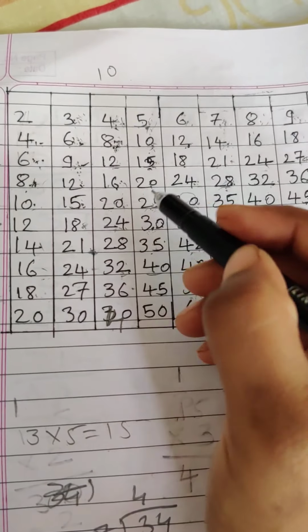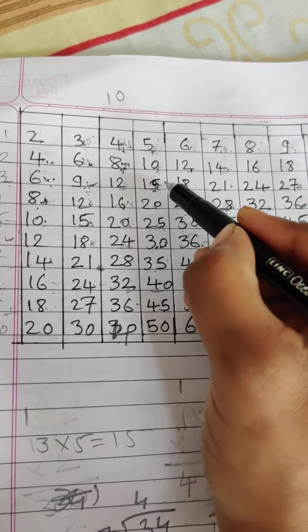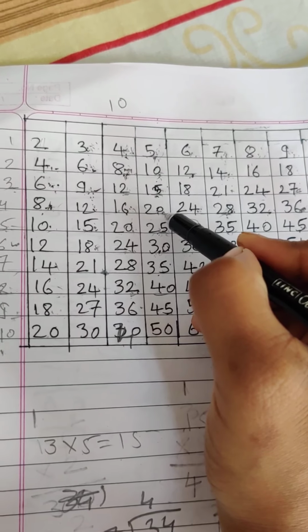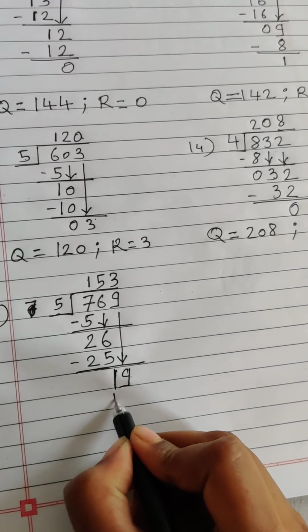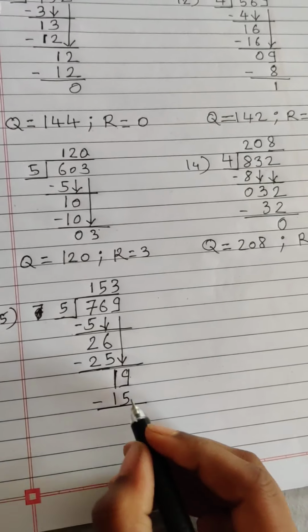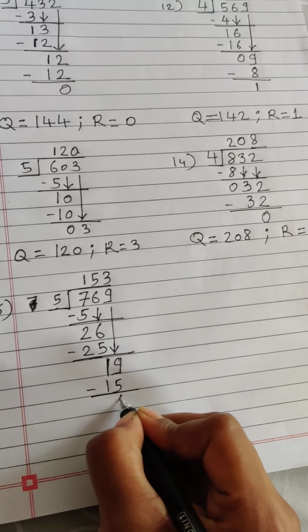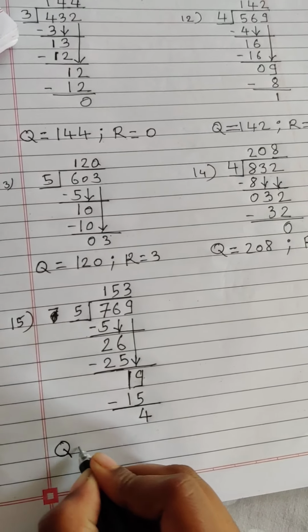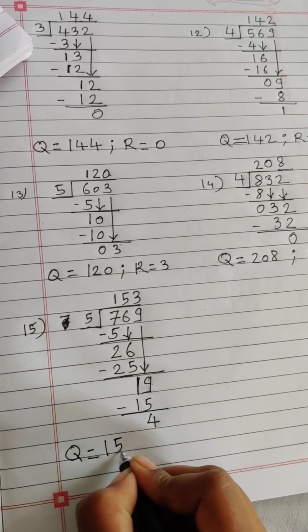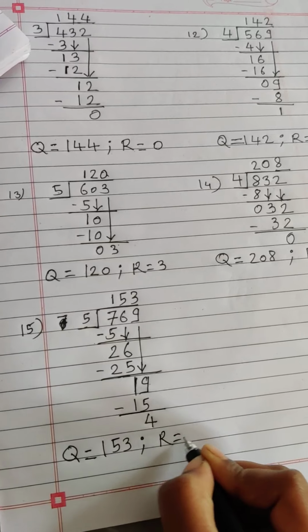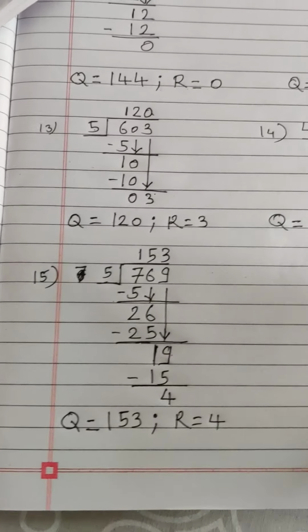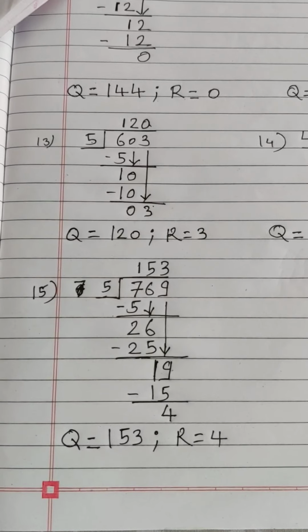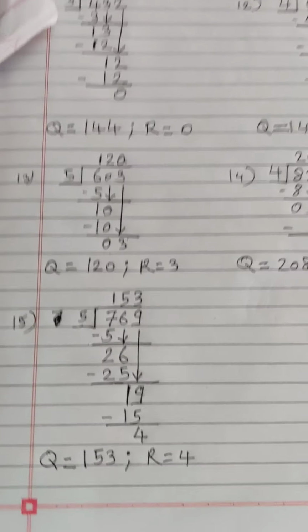Okay, now 19. Look at here. In the 5 table, 19 is present. Now what is the nearest value? 15 and 20. But 20 is greater than 19. So we'll take 15. So 15 is the place of 3. 19 minus 15, 4. So how much is the quotient? Quotient is 153 and remainder equal to 4.